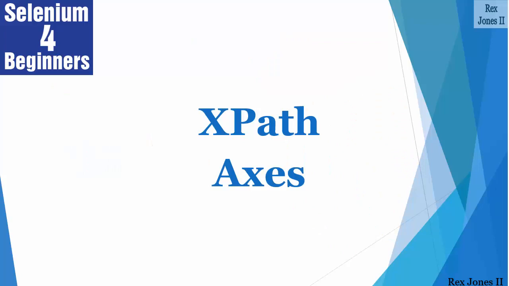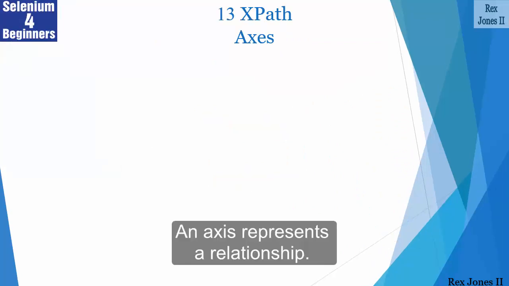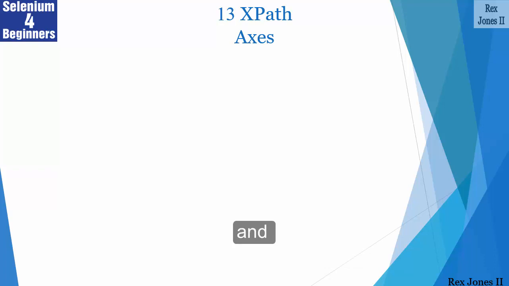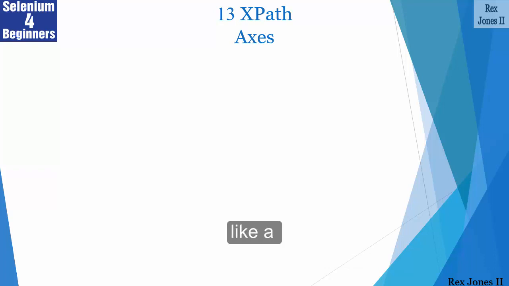Next is XPath Axes. An axis represents a relationship. That relationship depends on the current node, and it is used to find other nodes like a parent node, sibling node, or child node. There is a total of 13 XPath axes.